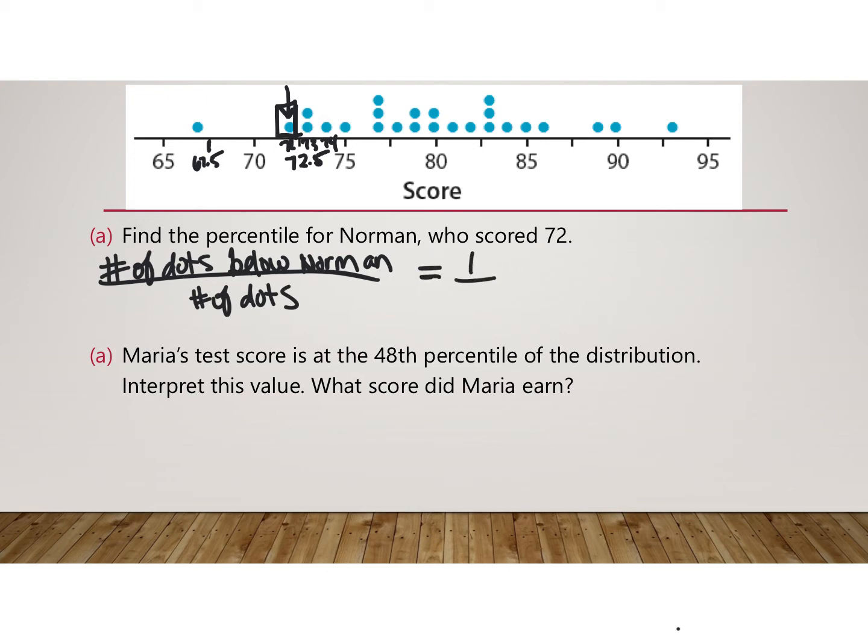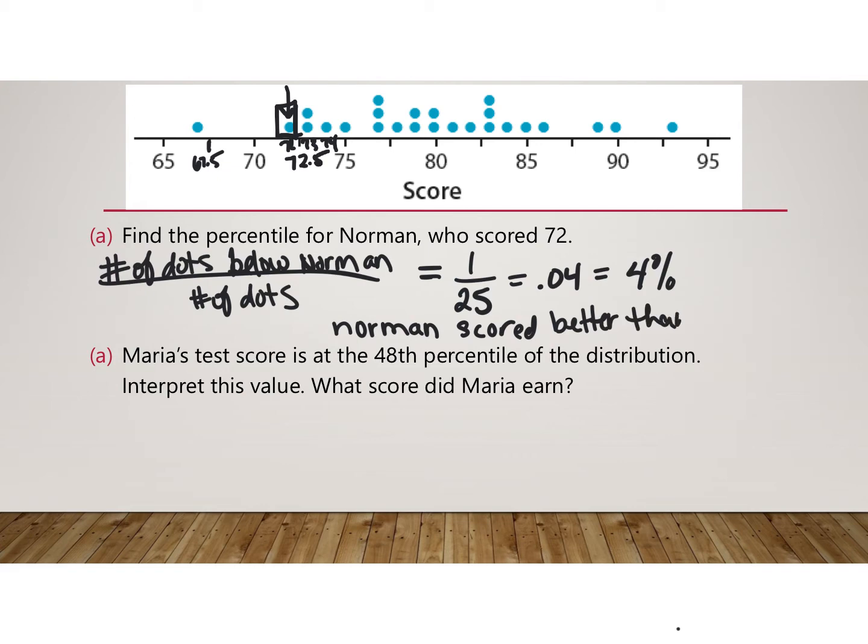1. And out of 25, 0.04. Poor Norman is in the 4th percentile. So Norman scored better than 4% of his class. And that's with a 72.